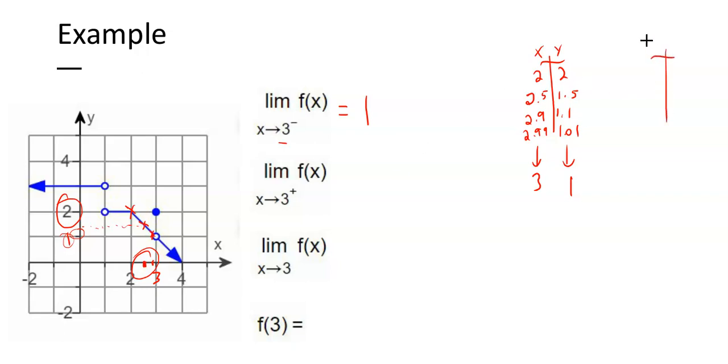For the right-hand limit, maybe I'll switch colors for that. We want to approach 3 from the right-hand side of 3, so from over here. So I'll start at 4, for example. And then from there, I'm going to try to work my way back to 3. So I'm going to try 3.5, 3.1, 3.01, right? Getting closer and closer to 3.